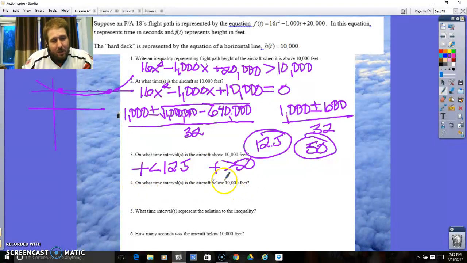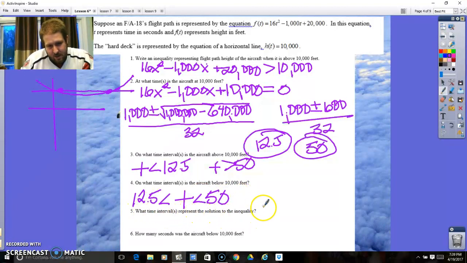At what time interval is it below the 10,000 feet? Well, it's below in between these two points. So when t is in between 12.5 and 50, that's when it's going to be below. What time interval represents the solution to the inequality? Well, that's the solution, I guess. So when is it below? In this equation, time represents it. How many seconds will the aircraft stay below? Okay, so that's 50 minus 12.5, which is 37.5 seconds.